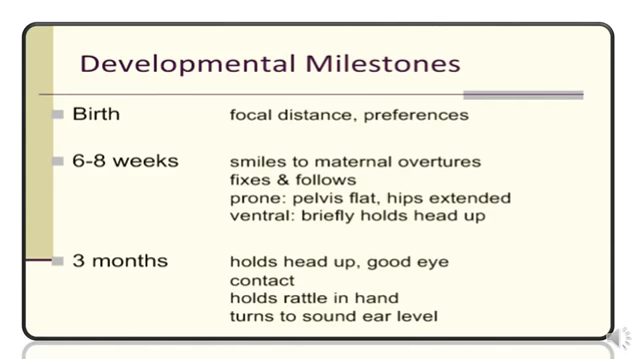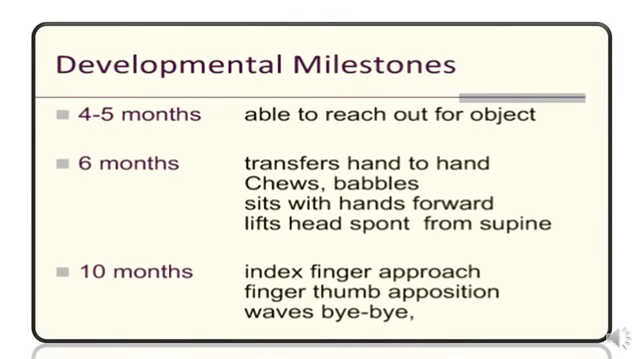At the age of 3 months, he will hold his head up for a longer period, and he can wave goodbye. He will contact his parents or caregivers, and he will hold a rattle in his hand, turning to the sound at ear level. At the age of 4 to 5 months, he will be able to reach out for objects. At the age of 6 months, he will transfer hand to hand. He will shout, babble, sit with hands forward, and lift his head spontaneously from the supine position. At the age of 10 months, he will make the index finger approach, and he will be able to make the finger-thumb opposition and wave bye-bye.